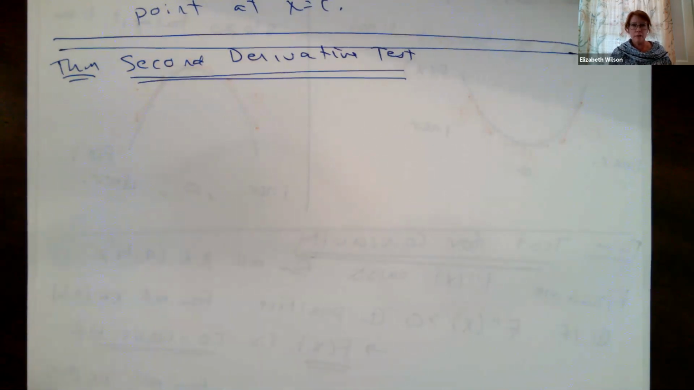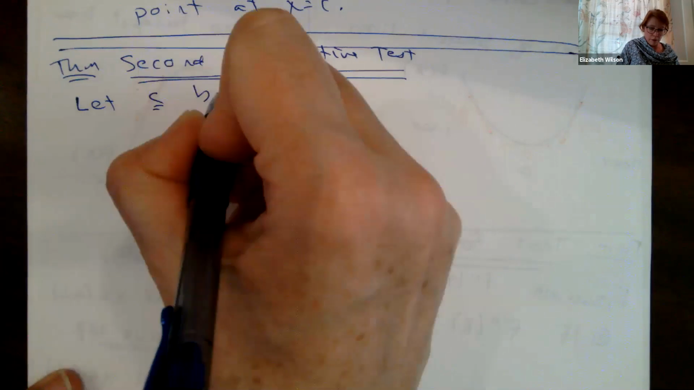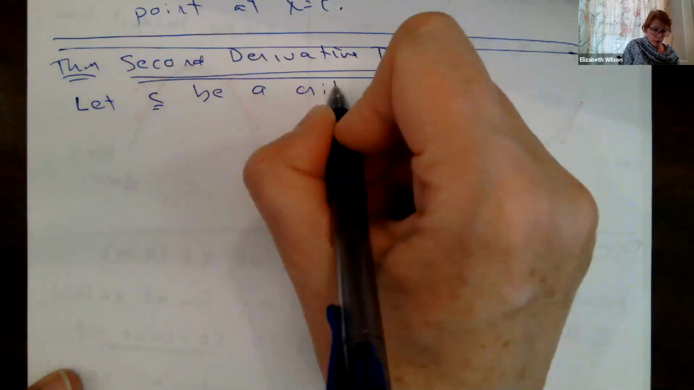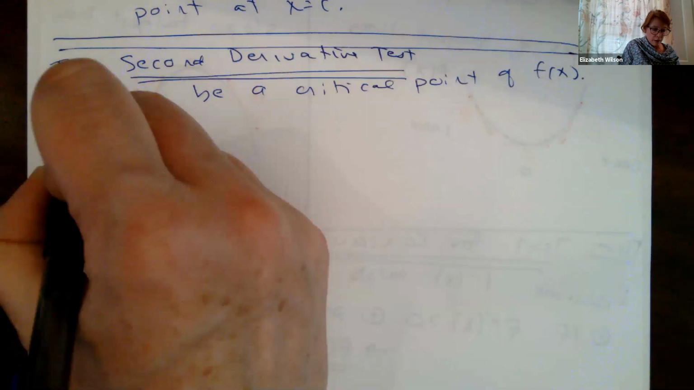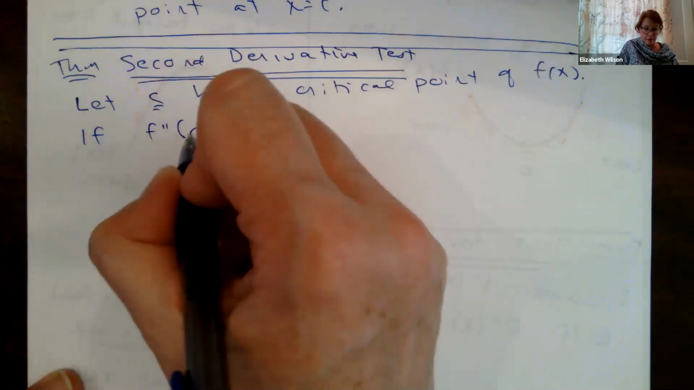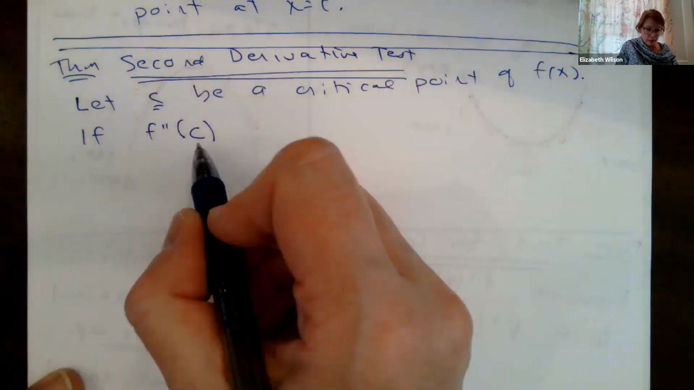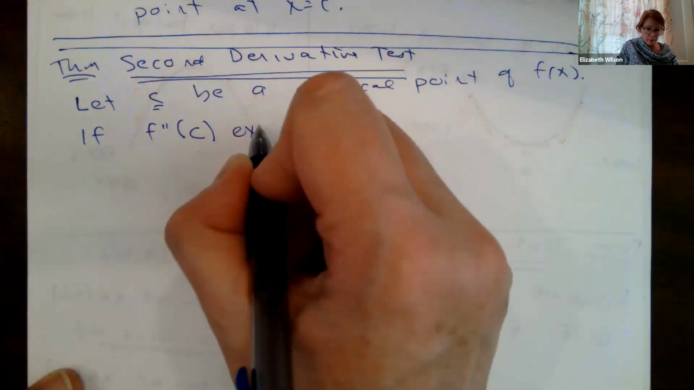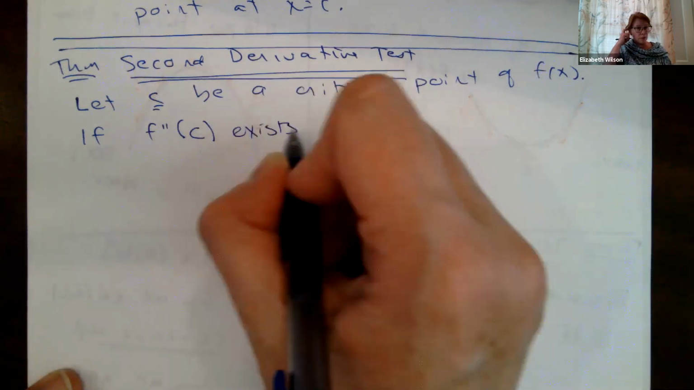The second derivative test is important. You're going to have questions on the midterm and final where they say, use the second derivative test to do something, so make sure we know it. We're going to let C be a critical point of our function, and assume the second derivative of f at C exists. Then we can make some assumptions and do some tests.